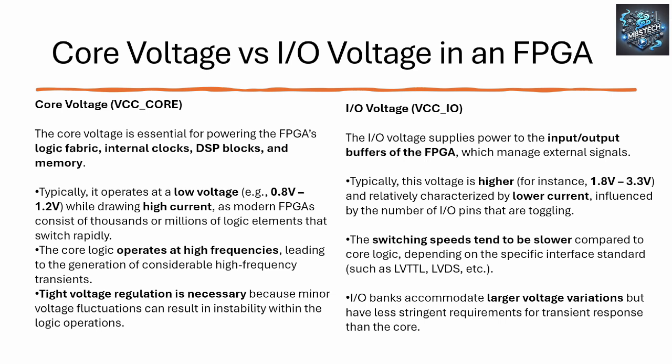It can be slewed. So if you have problems with ground bounce or signal integrity issues due to not enough decoupling and your system can tolerate it, you are better to slew your design, your I/O, if you're not running very fast speeds, for instance, SPI as an example, UARTs, that sort of thing. Slow memory, it can be slewed as long as the propagation delays and the edge rates are accounted for and meet your timing demands. I/O banks accommodate larger voltage transient variations but have less stringent requirements, as I've just said, than the core.